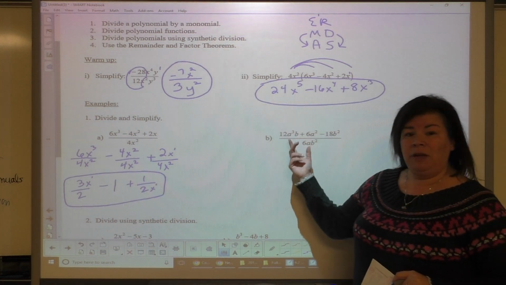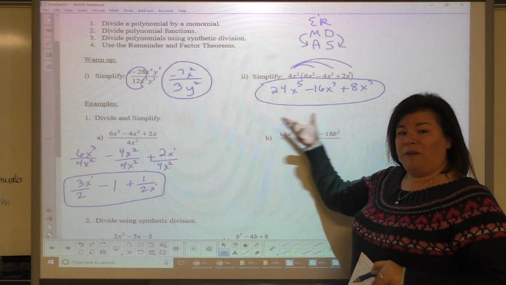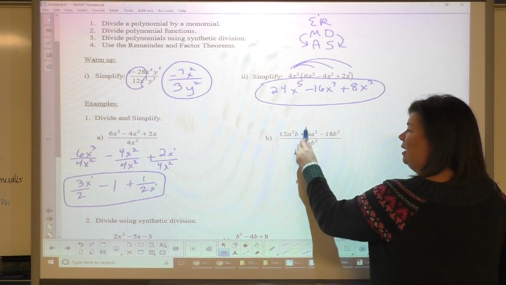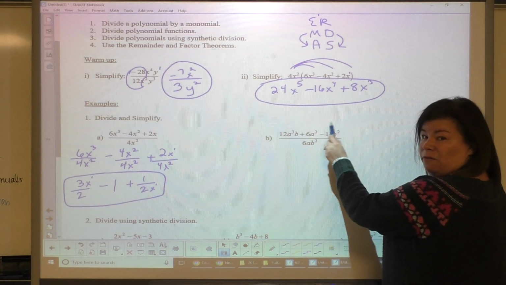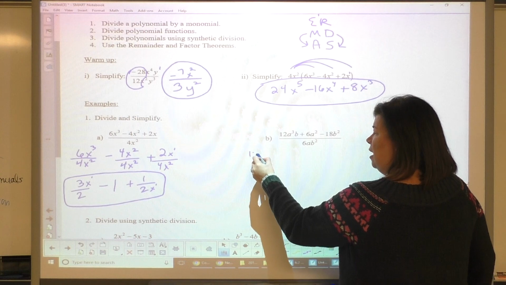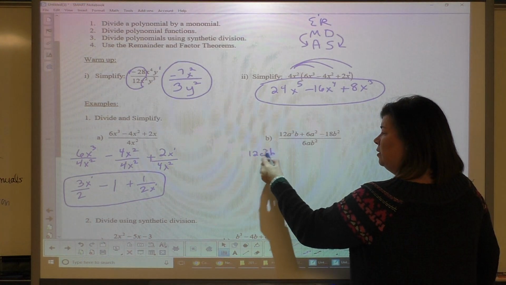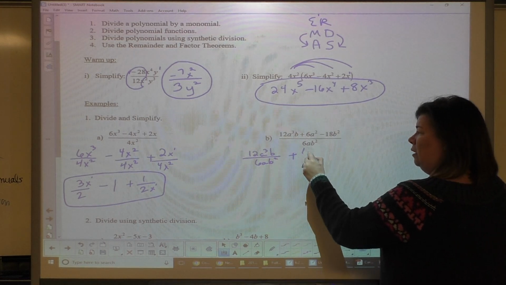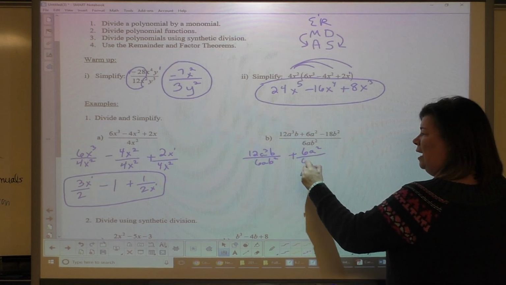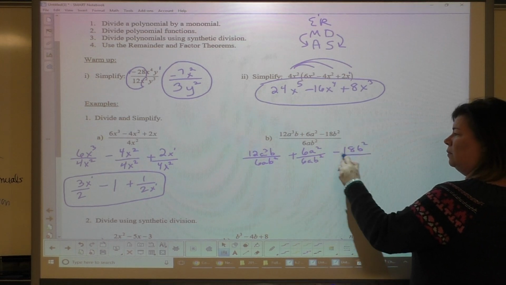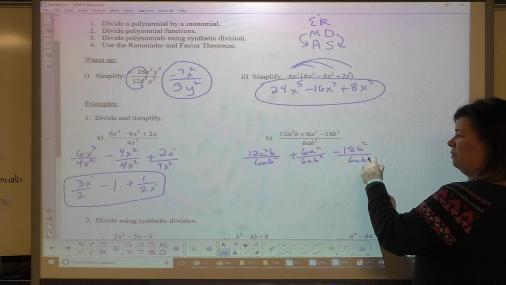All right, same thing here. This is a monomial. We're dividing this trinomial by a monomial. So we can actually take each individual term and divide it by that 6ab squared. So if we take the time to just write that out and divide each of them individually by 6ab squared, this will be a lot easier to deal with.